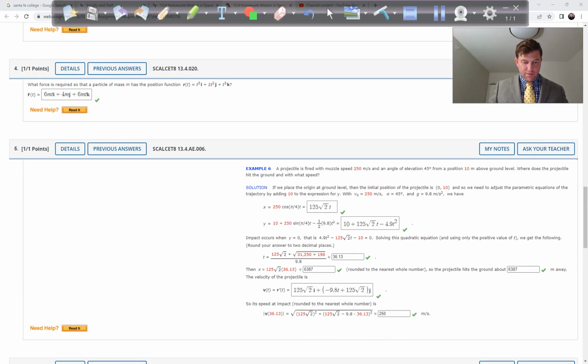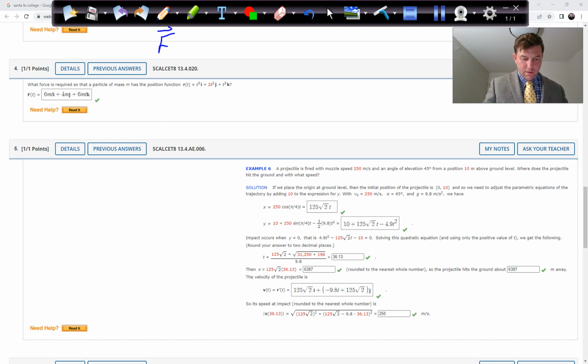Oh, problem 4 is a nice one. It's not hard at all. What force is required so that a particle of mass m has a position function r of t equals t cubed, 2t squared, t cubed? So force vector as a function of time is mass, which is a scalar, just a number, times the acceleration as a function of time.